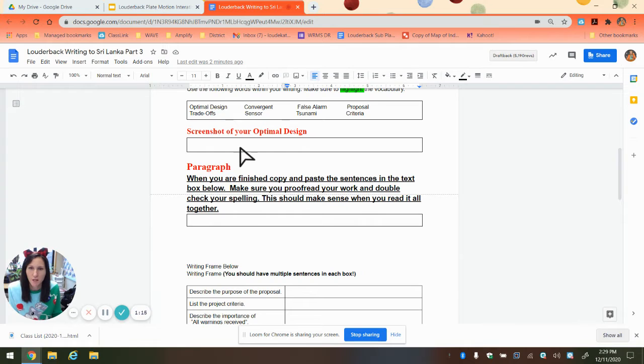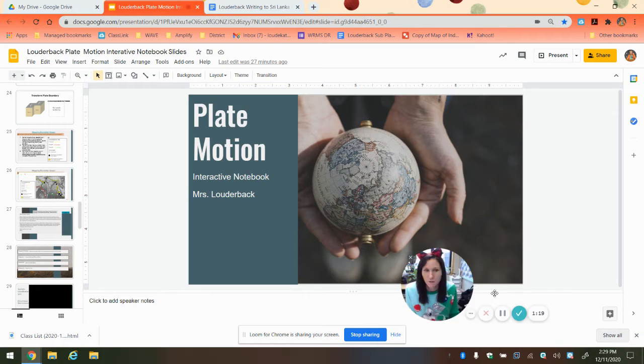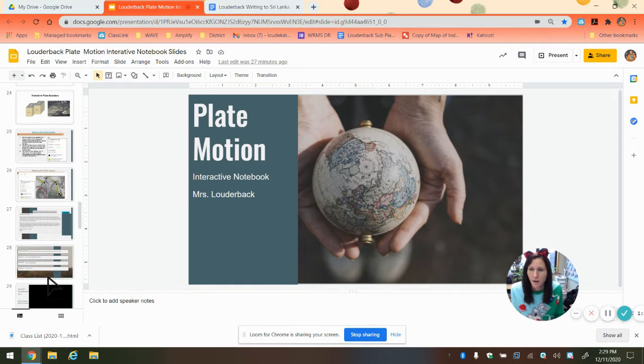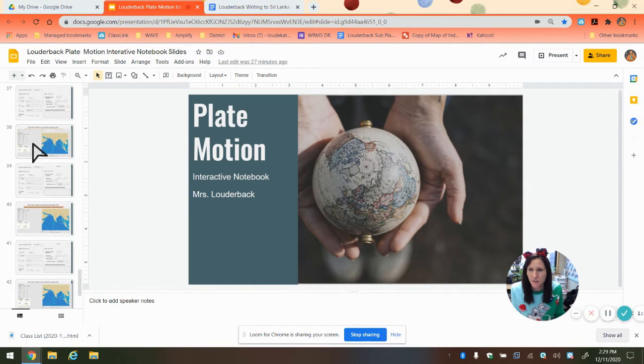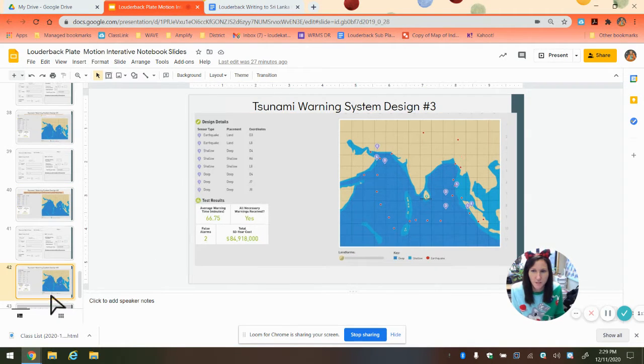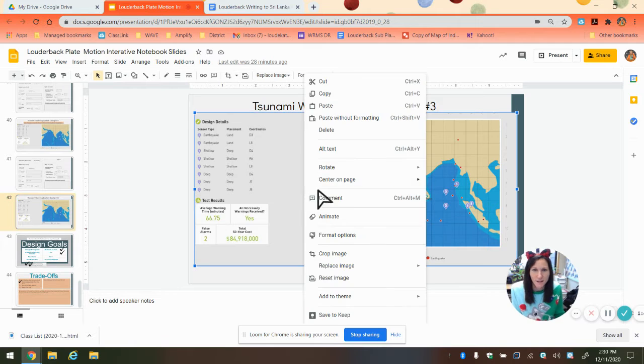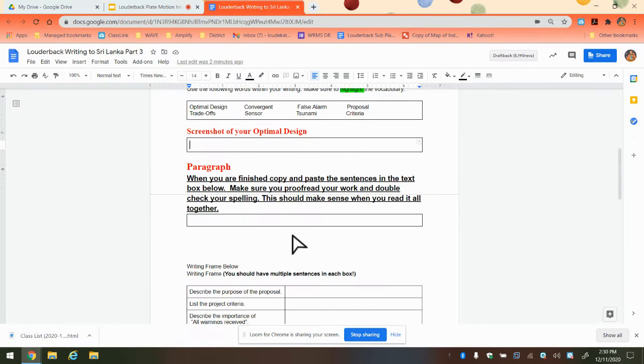So we have a screenshot of your optimal design. If we go to our Google Slides, the last couple of slides are the tsunami alert designs, okay? I asked you to pick 3 of your best designs. One of these 3 designs should be considered your optimal design in meeting the designated goals outlined by the World Ocean Association, okay?